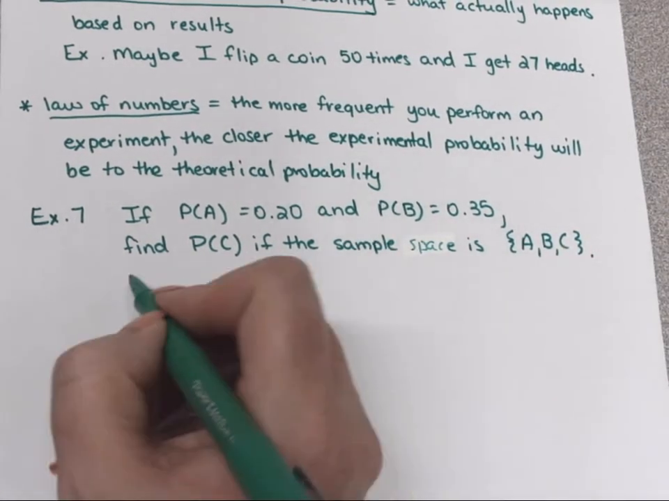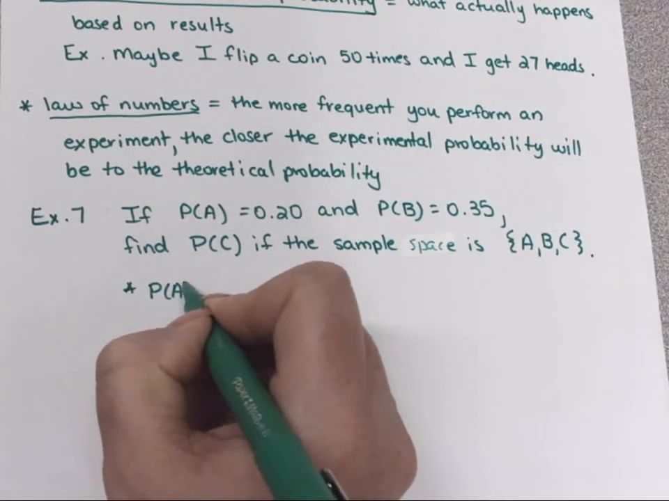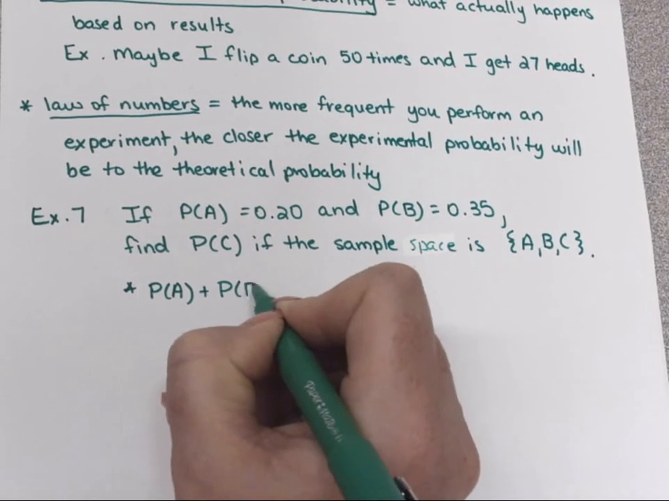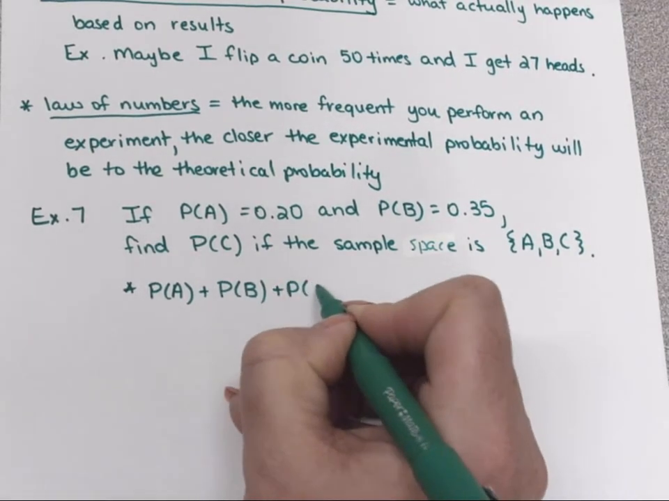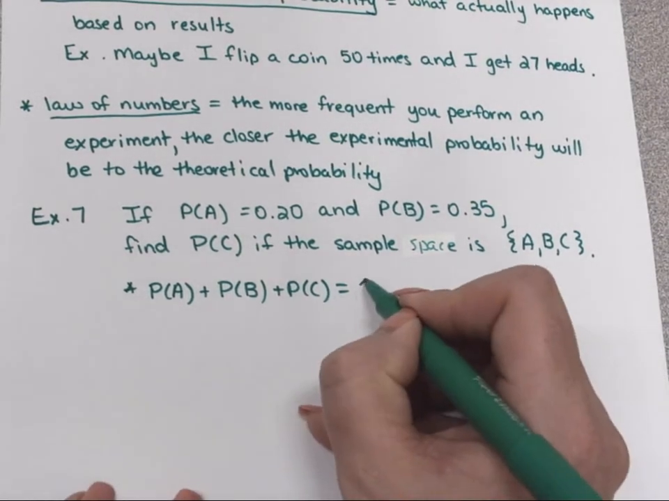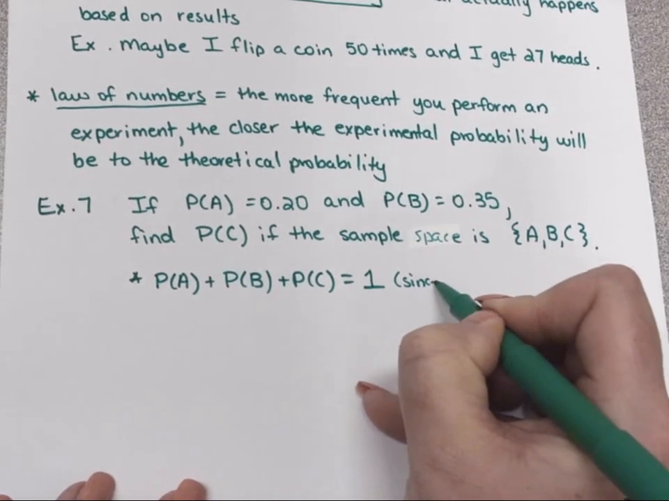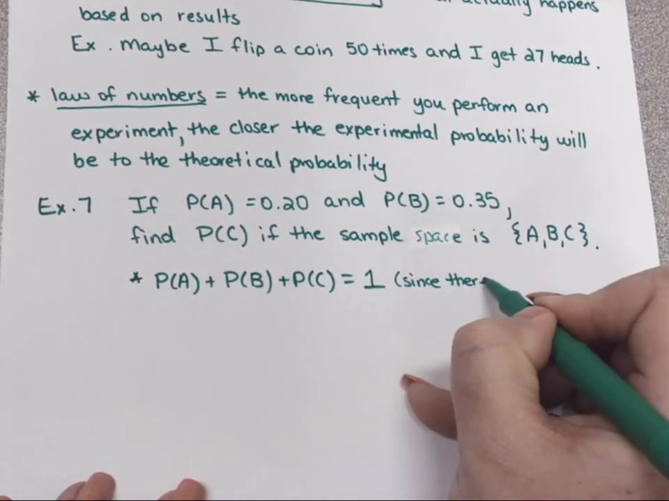So because our only choices are A, B, and C, what do we know about the probability of A plus the probability of B plus the probability of C? What do we know about that for sure? Yeah, it'll equal, if we're doing percentages, 100, right? But we're going to say 1 since it's a decimal. But the reason is there are only those 3 options.